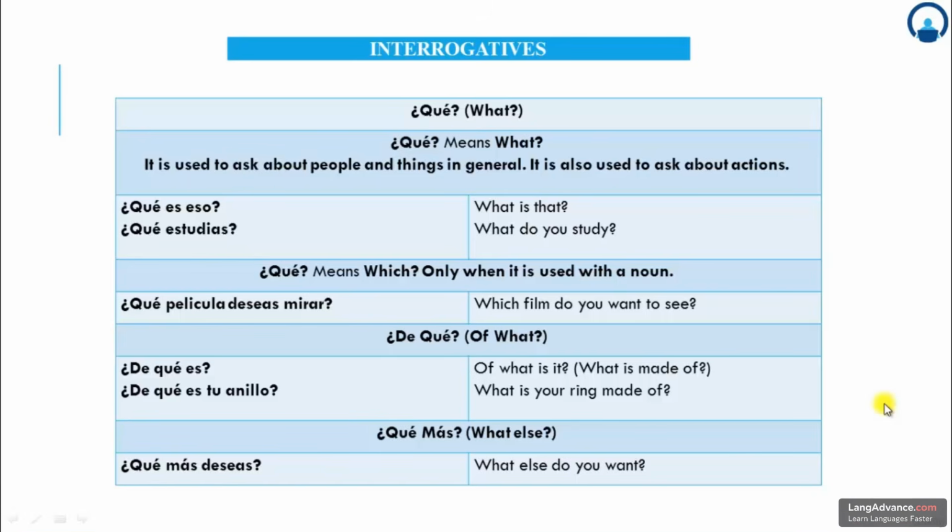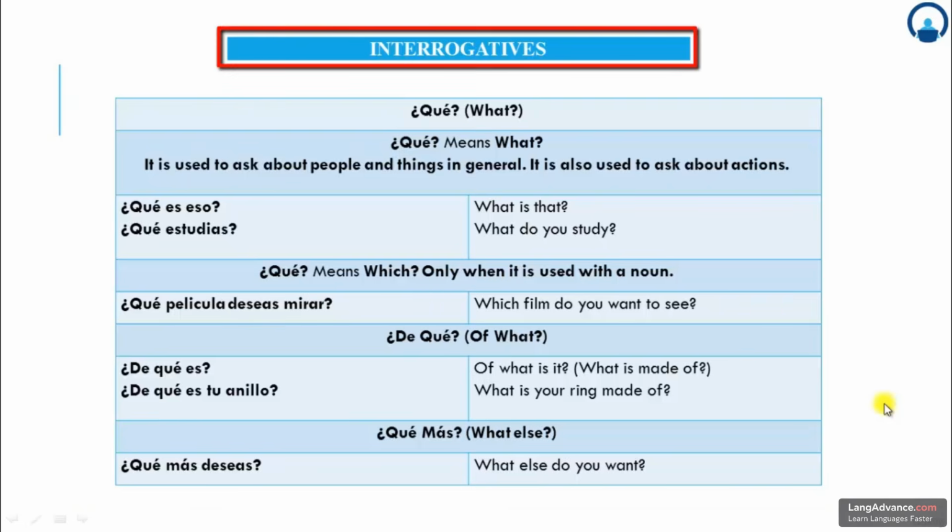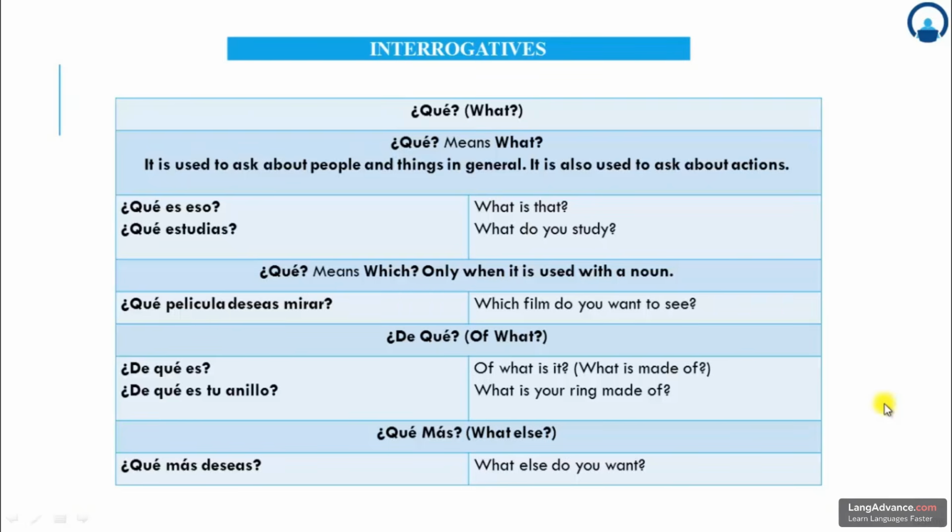Now we'll try to learn about interrogatives. Interrogatives generally mean the words which represent a question, to make a statement into a question. So we'll learn some words that are called interrogatives. So the basic word, that is what. In Spanish it is called ¿qué? ¿Qué means what. It is used to ask about people and things in general. It is also used to ask about actions.